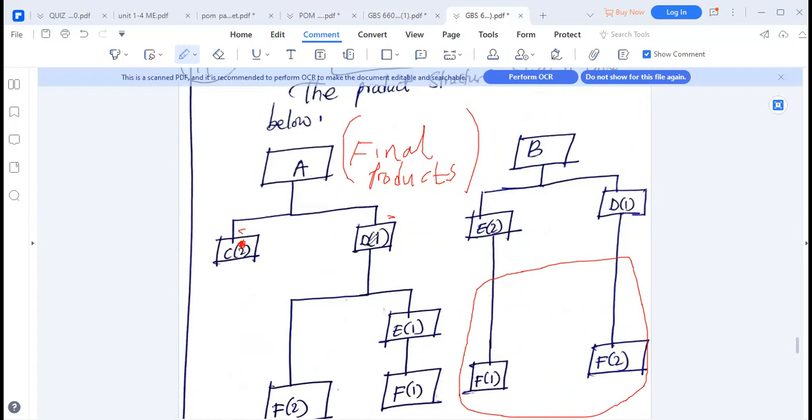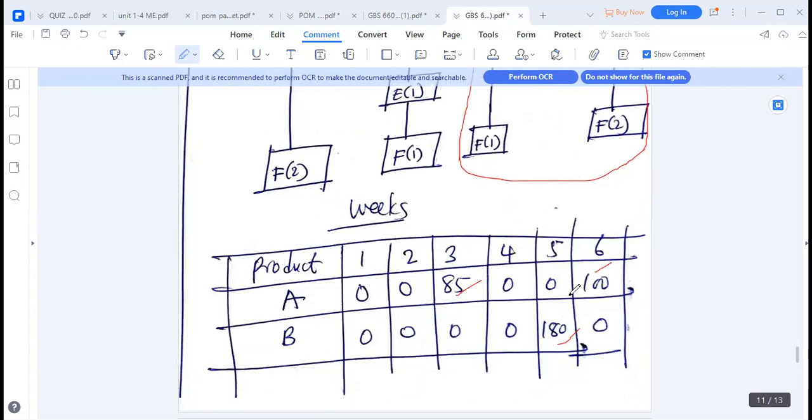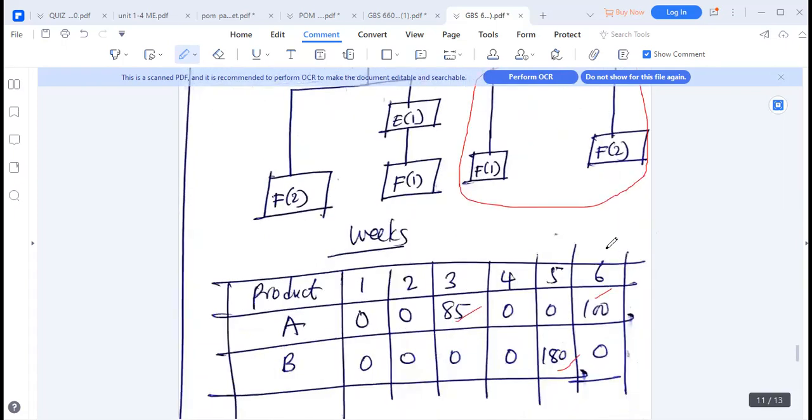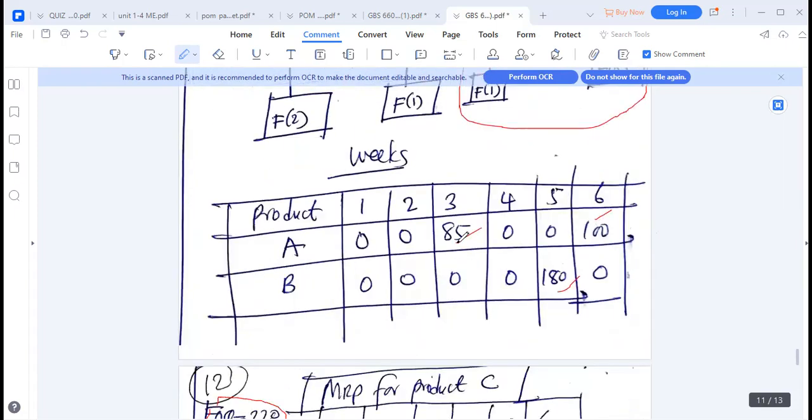So D coming from A by 1, our A is this one. So we take them the way they are because the quantity for D is 1 here. Even that of B, we will take it as just 1 because it's coming from there. All right, so this is how this one works. So we now get D from A and D from B, and we are combining these. So in week 3, there will be 85 for D, and 100 for week 6 and 180 for week 5.